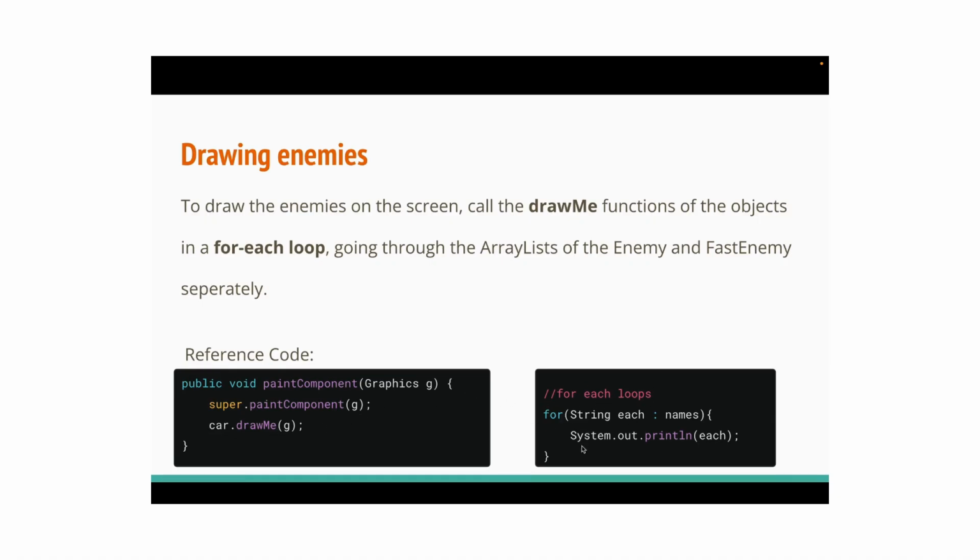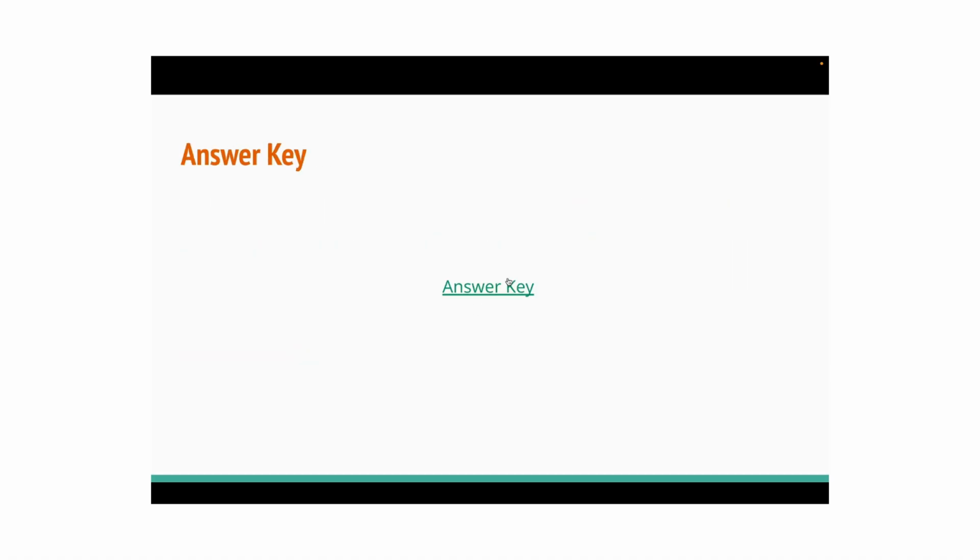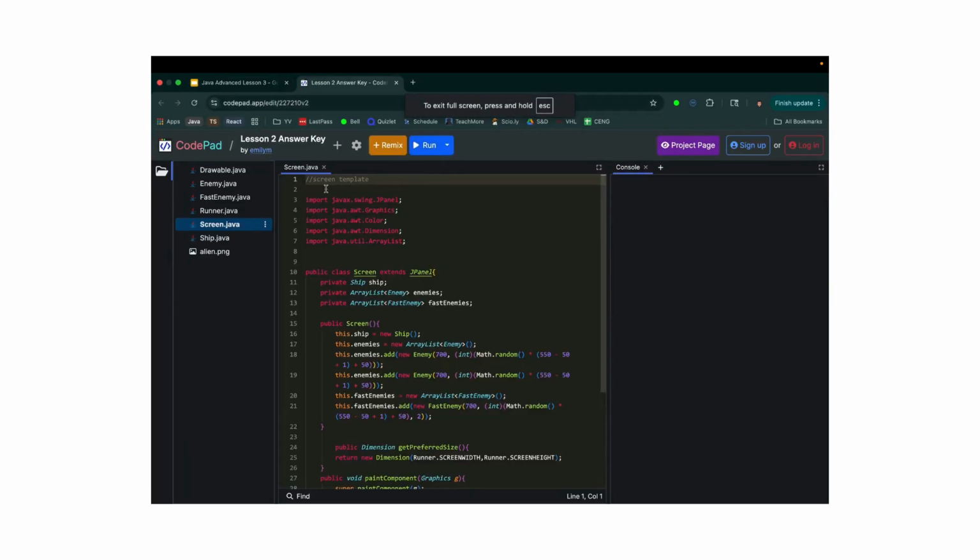Next, here's some reference code for each loops, using for each String in ArrayList or array names, you're going to print out the string. So I will give you some time to do that now. Please pause and try it on your own. All right. Let's go over the answer key.